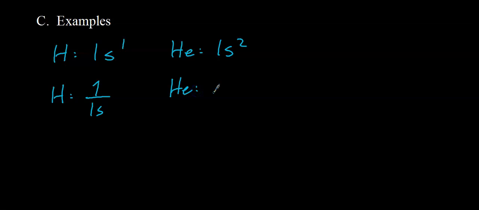Helium's electron configuration is 1s2. So let's draw the orbital diagram for helium. Let's start with the 1s sublevel. How many orbitals are there in the 1s sublevel? That would be 1. How many electrons does helium have in its 1s sublevel? It has 2. So let's draw those.